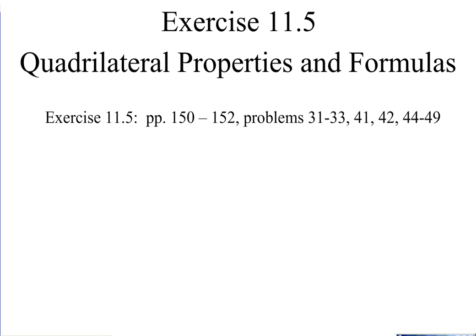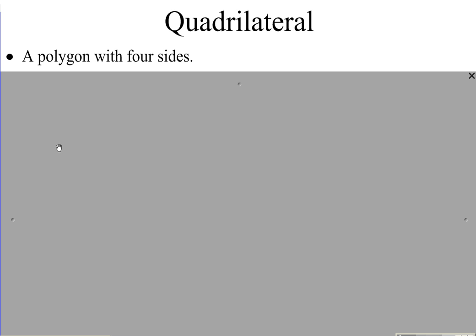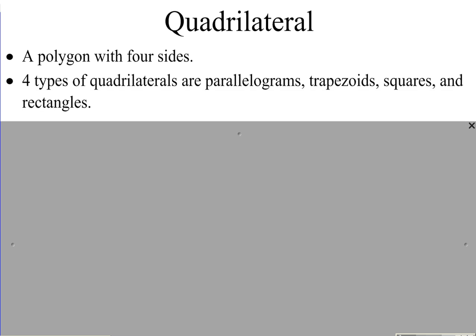Exercise 11.5, quadrilateral properties and formulas. First property of a quadrilateral. A quadrilateral is a polygon with 4 sides. The prefix quad means 4, just as a triangle was a 3-sided polygon because tri means 3.